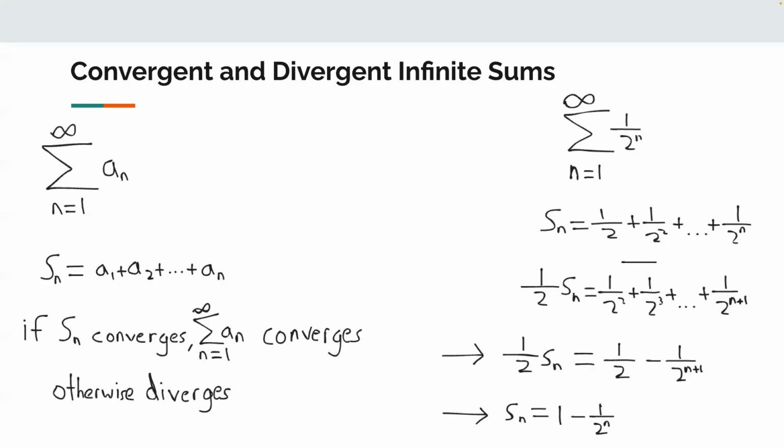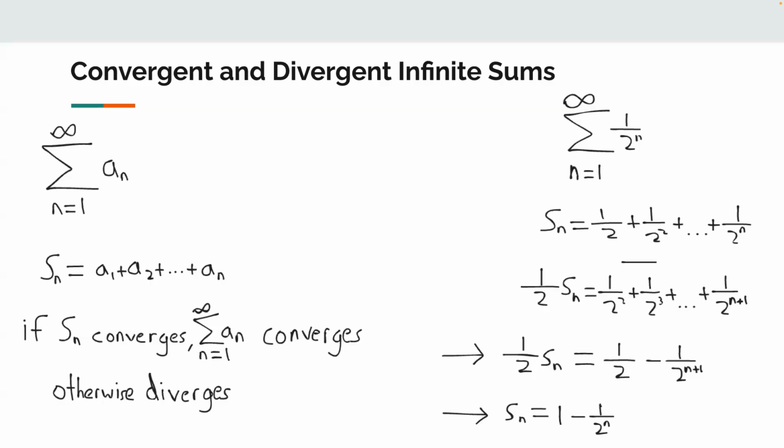So let's say there's this series. It goes from 1 to infinity of a of n. Then the sum of the whole thing is a1 plus a2 plus a3 all the way to an. If s of n converges, that essentially just means that the series converges. Otherwise, it'll diverge. That's just the notation for it, the thing I included on the left side.